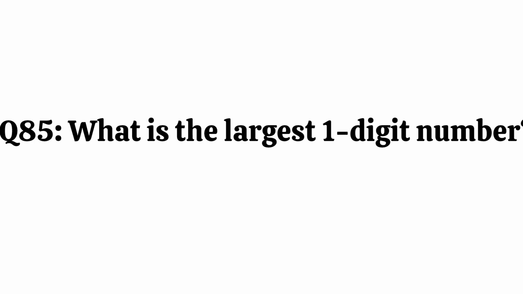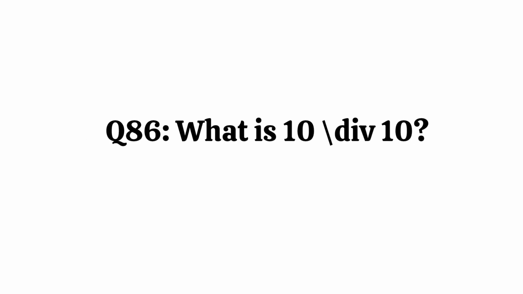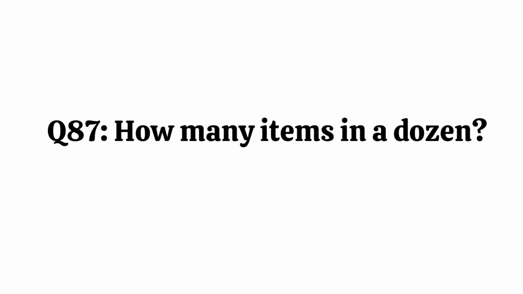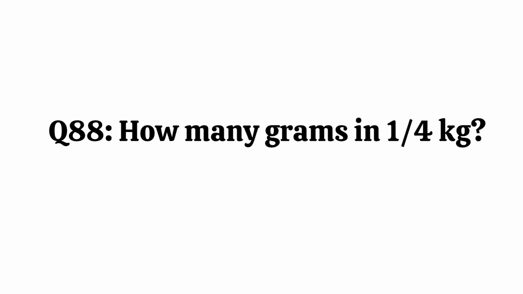Q85. What is the largest one-digit number? A. 1. B. 9. C. 10. Answer. B. 9. Q86. What is 10 ÷ 10? A. 0. B. 1. C. 10. Answer. B. 1. Q87. How many items in a dozen? A. 10. B. 12. C. 24. Answer. B. 12.